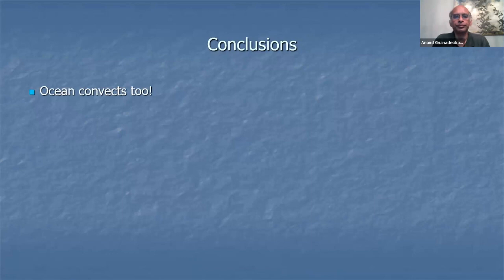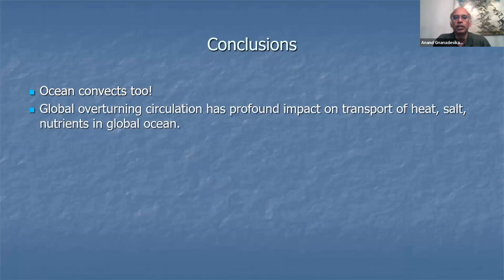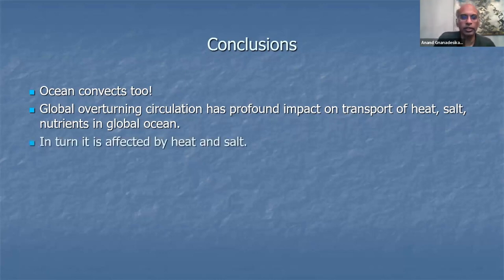All right, so I'm going to conclude here with what I want you to take away from this. First is that convection is not just something that atmospheric scientists can have fun with. The ocean convects too. The global overturning circulation has a profound impact on the transport of heat, salt, and nutrients throughout the ocean. So we'll talk about later, I believe on Thursday, this has implications for things like atmospheric carbon dioxide.